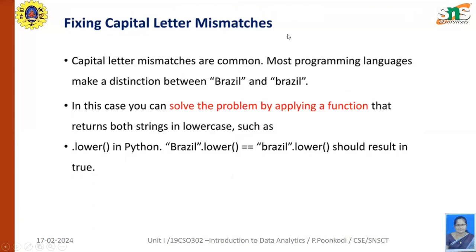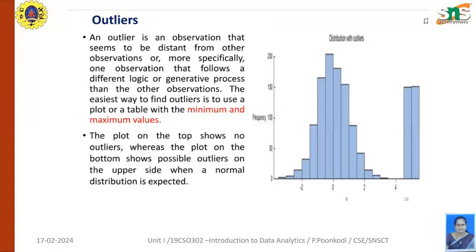Then fixing the capital letter mismatch. Instead of Brazil with a capital B, it might be given with a small b. Okay, for that, in the Python language, we can use the lower function, Brazil dot lower equal to. It will return true if it is written so. But this kind of problem can only be solved by applying a function.